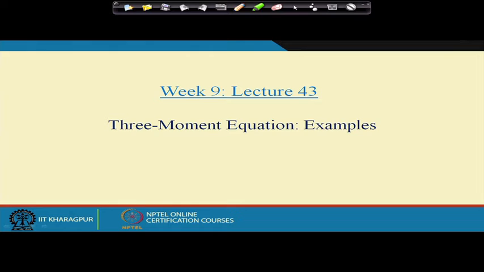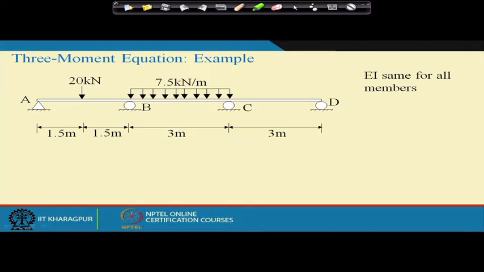Last class we discussed the derivation of the three moment equation. What we will be doing today is demonstrating that derivation, that concept, through some examples. Let us take our first example. So, today's class is three moment equation and examples. Let us take the first example.